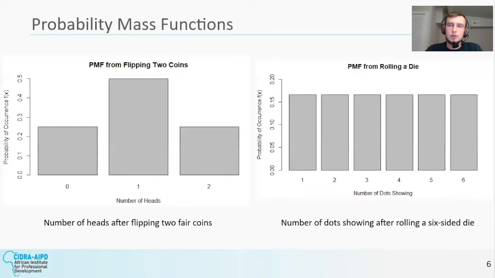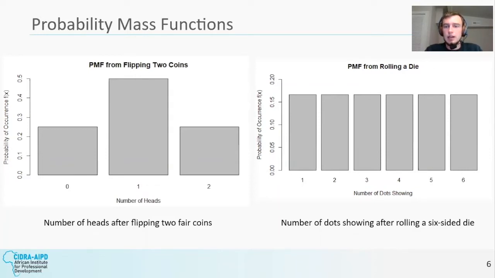All right, so now we're just going to show some PMFs and what they look like. On the left, you can see the probability of getting heads after flipping 2 fair coins. You can eyeball it and see that the probability of getting no heads or 2 heads is both 0.25, and the probability of 1 heads is half. That adds up to 1, checks out.